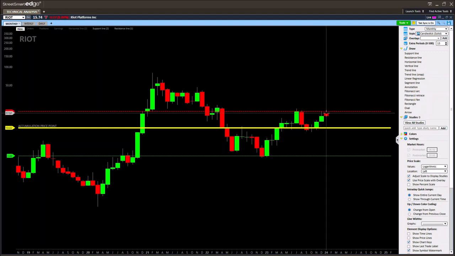We would expect selling pressure up here because this is where our horizontal resistance line is. This is where we would expect supply. We would expect people to take profits. So that's why I took profits. And we'll go more into profit taking.